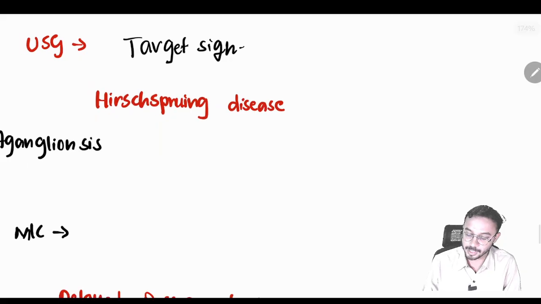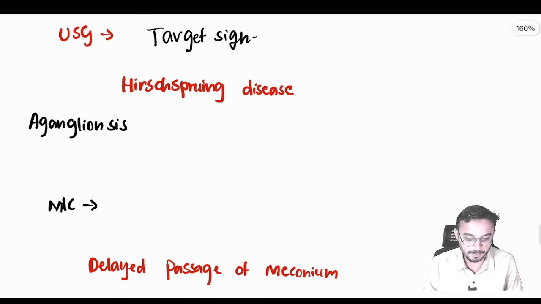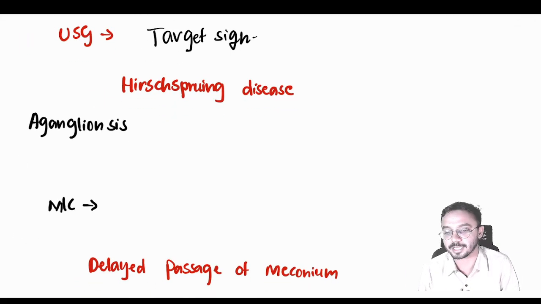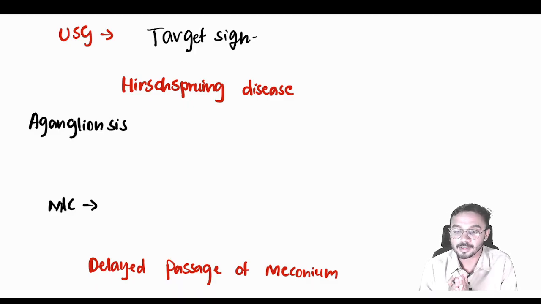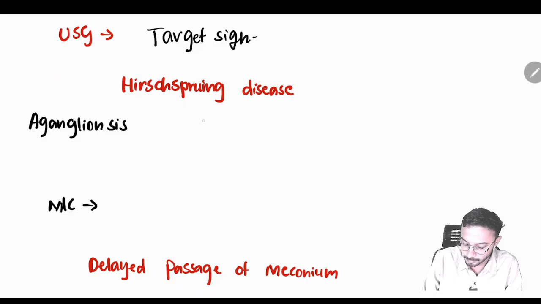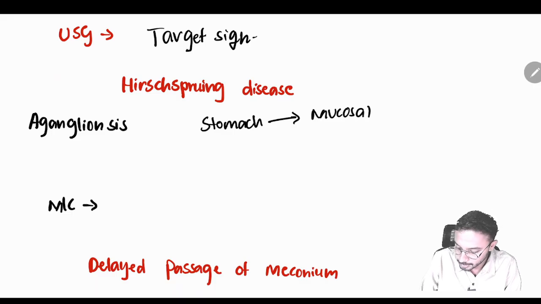And next is Hirschsprung disease. What do you mean by this? It is aganglionosis, aganglionic megacolon. Ganglia are absent where? In the mesenteric plexus. And suppose in the stomach we have a mucosal layer and a submucosal layer.